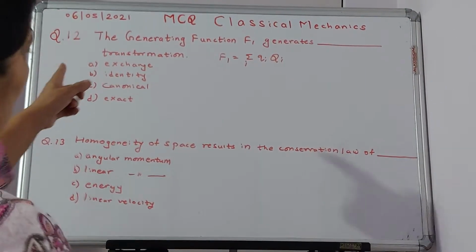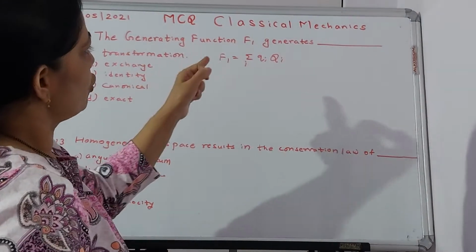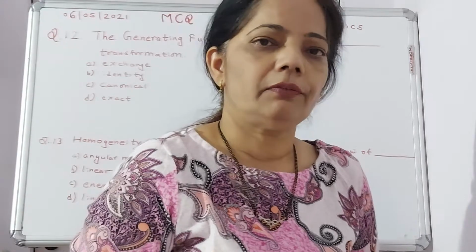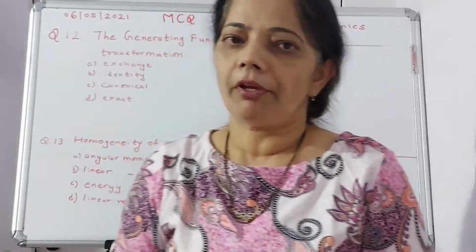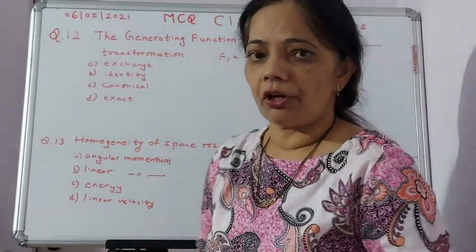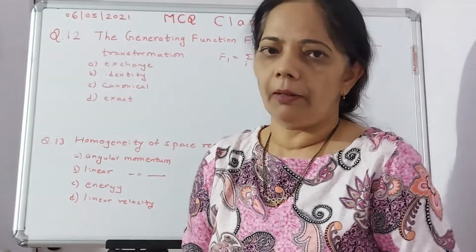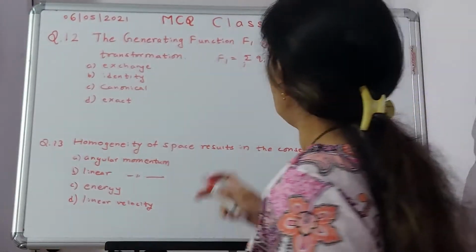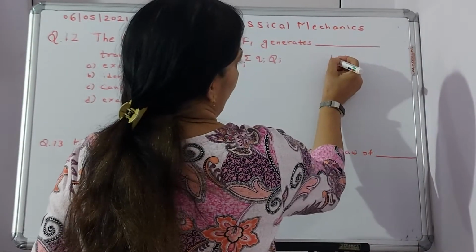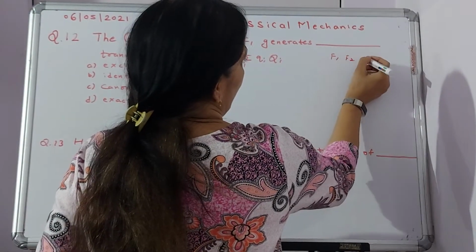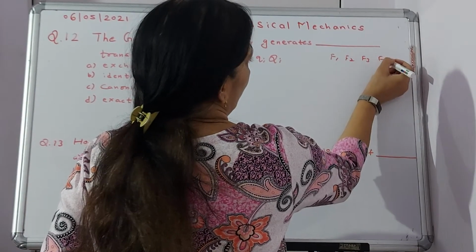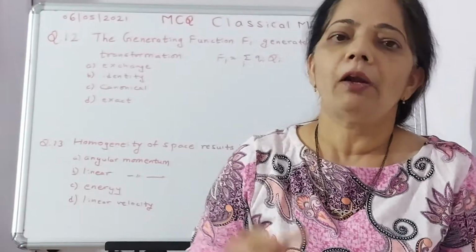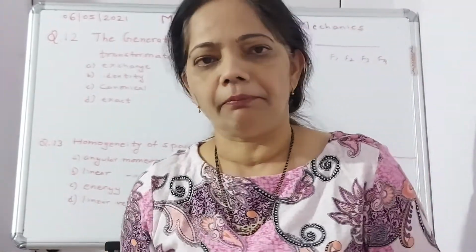Next question, question number 12. The generating function F1 generates dash transformation. Yesterday we did one similar problem where we discussed generating function F2. The same logic will be applied over here for F1 also. So what is F1 basically? Yesterday I told you about the 4 functions, F1, F2, F3 and F4. Correct? Everywhere you have one old set of coordinates and one new set of coordinates along with the time.